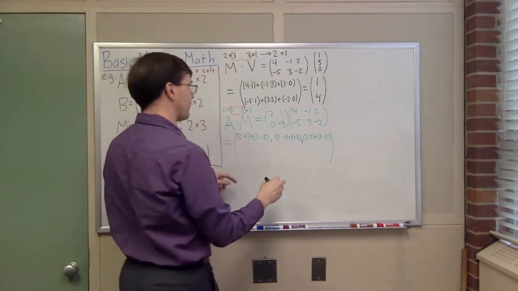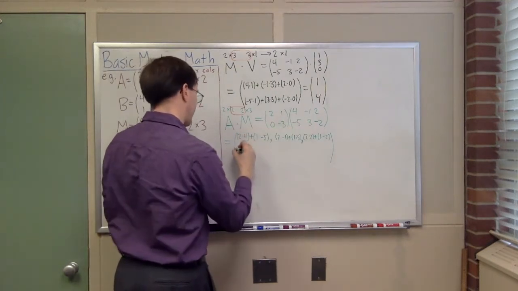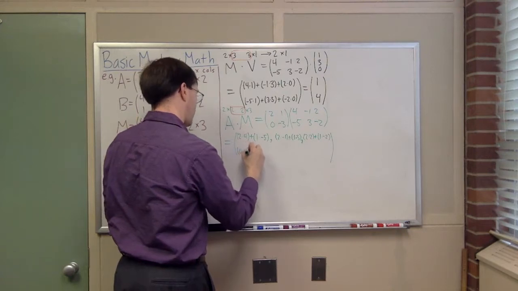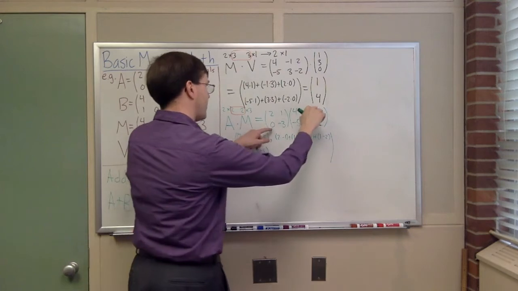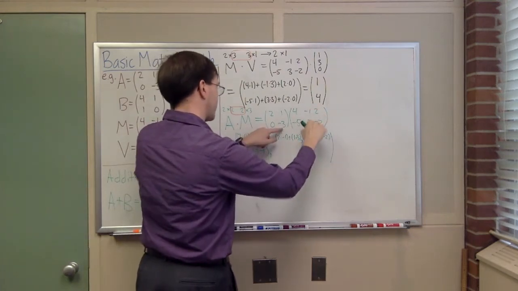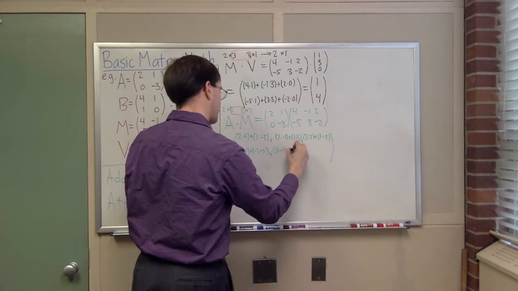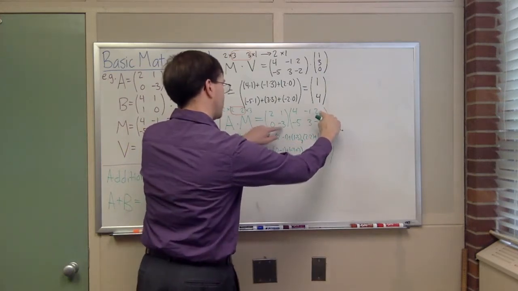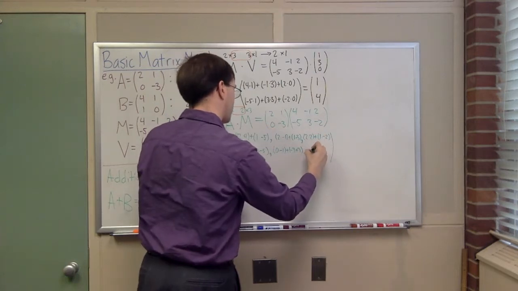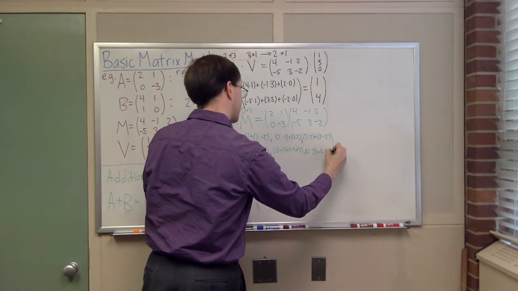And I can do the same thing for the second row. I'll get 0 times 4 plus minus 3 times minus 5. I know it's boring watching me work out math. 0 times minus 1 plus minus 3 times 3. And finally, 0 times 2 plus minus 3 times minus 2.